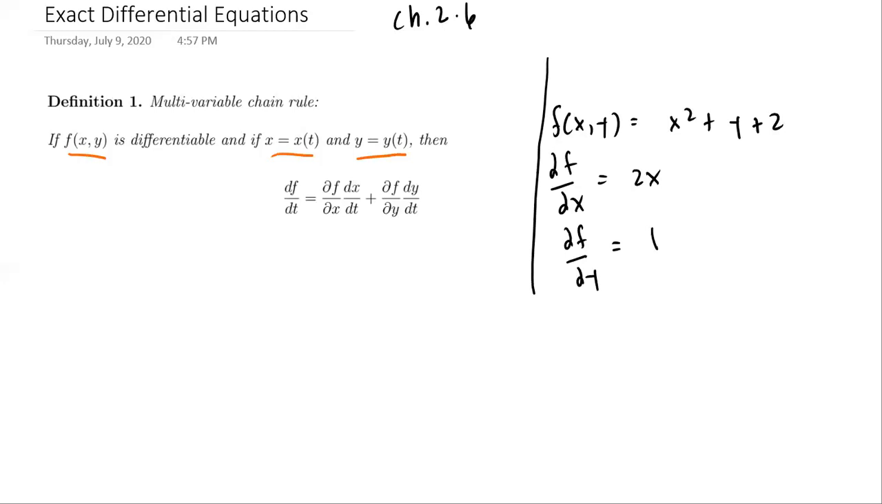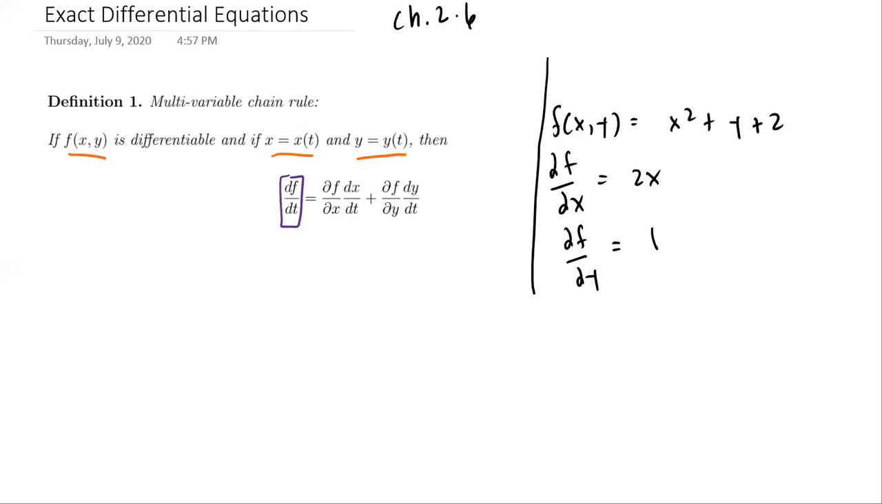So given this function f of x, y is differentiable, again, for our purposes, all the functions we're going to be working with for this are going to be differentiable. And given that x and y are both functions of a single variable t, then df, the regular derivative of f with respect to t, has this equation. Take the partial of f with respect to x, and then x is a function of t, so multiply that partial by the derivative of x with respect to t.